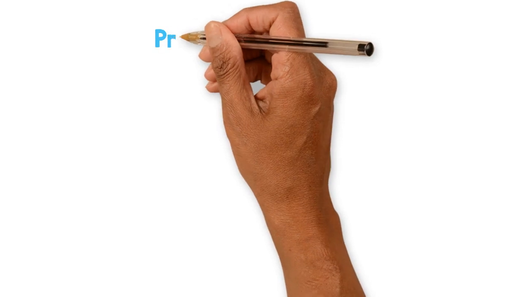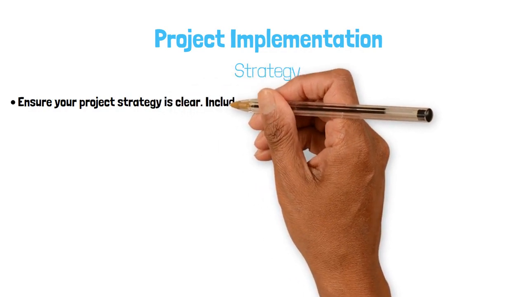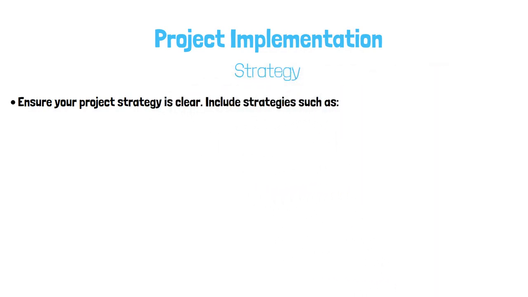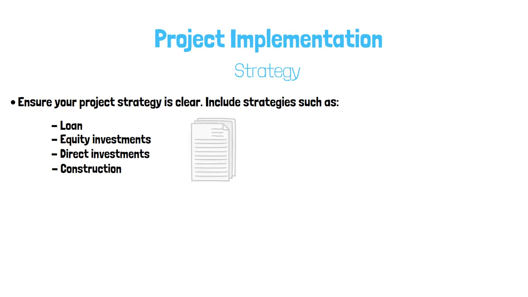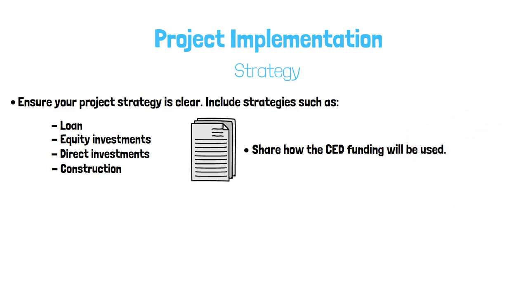Your CED project may include multiple businesses and partners, so it's important to make sure your project strategy is clear to reviewers. You can do this by clearly stating your project strategies, such as loan, equity investments, direct investments, or construction. For loans, describe if it is a loan to a single business or a revolving loan fund. For loans and equity investments, clearly share the terms of the agreement. If the project has funding from multiple sources, share how the CED funding will specifically be used.